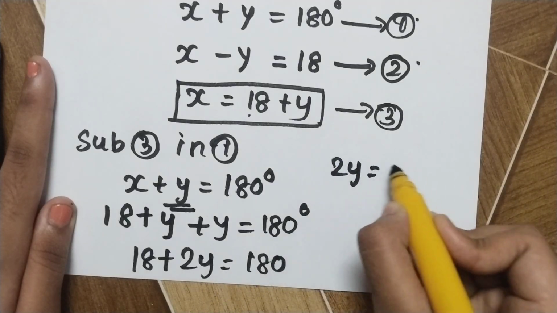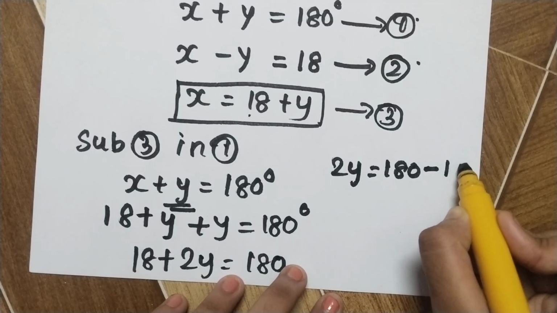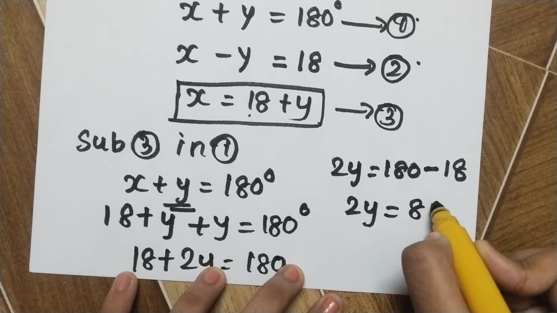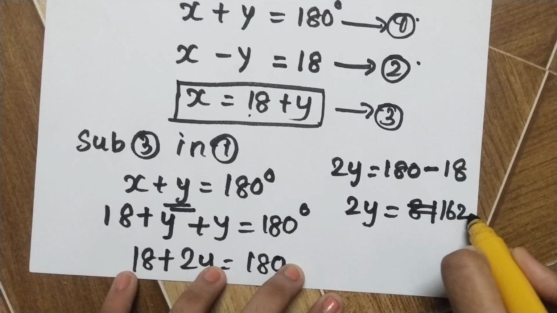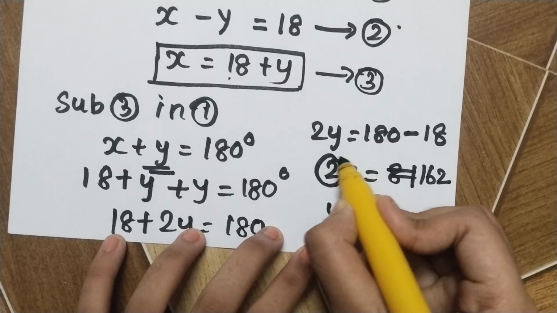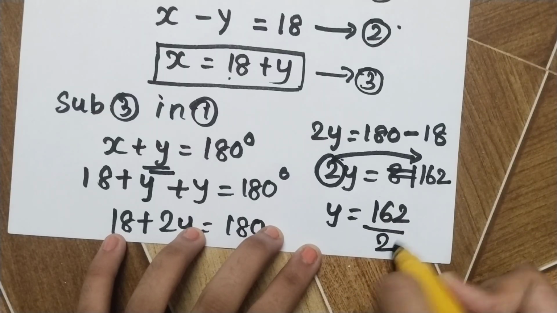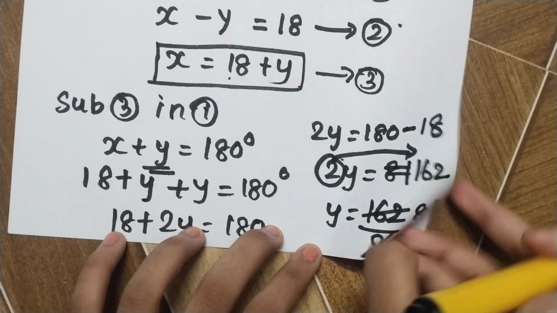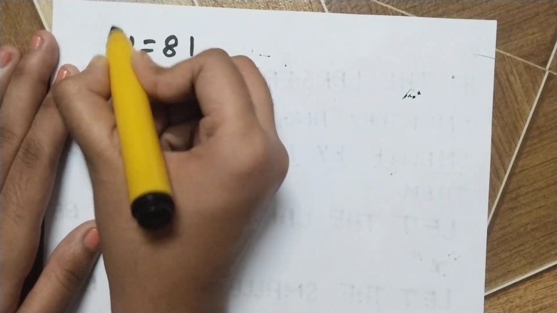Okay, so 18 plus 2y is equal to 180. So 2y is equal to 180 minus 18. So 2y is equal to, sorry, 2y is equal to 162. Clear? So now y is equal to, if I shift this to here, it will become 162 by 2. Clear? So 1 and here 81. So now I got y is equal to 81.